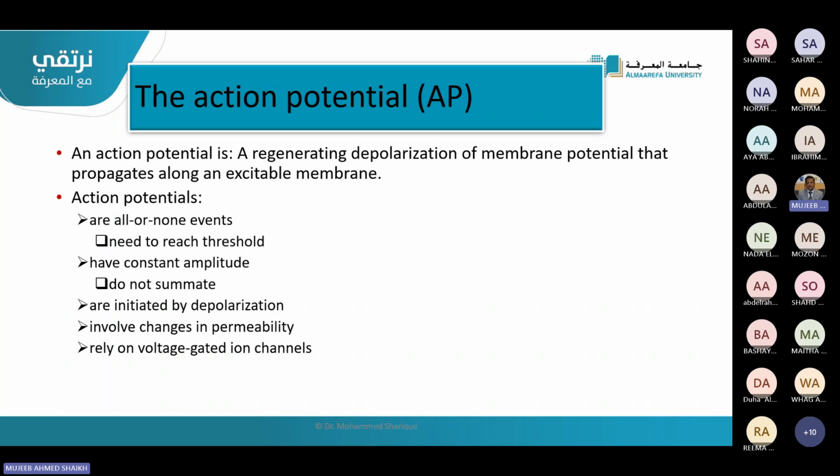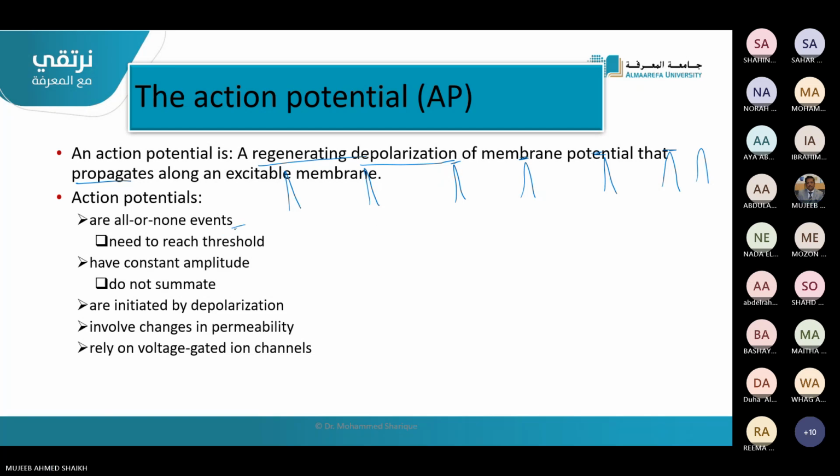So this is a summary of the whole thing I talked about regarding the action potential. Action potential is a regenerating, meaning repeating, depolarization of the membrane potential that will propagate. Propagate means travel from here to here to here till the end. And you can see the same height. It is not decreasing. So this is called an action potential.